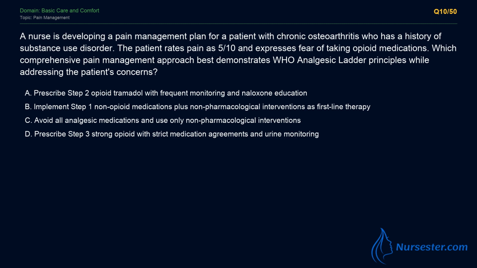Option A. Prescribe step 2 opioid tramadol with frequent monitoring and naloxone education. Option B. Implement step 1 non-opioid medications plus non-pharmacological interventions as first-line therapy. Option C. Avoid all analgesic medications and use only non-pharmacological interventions. Option D. Prescribe step 3 strong opioid with strict medication agreements and urine monitoring.